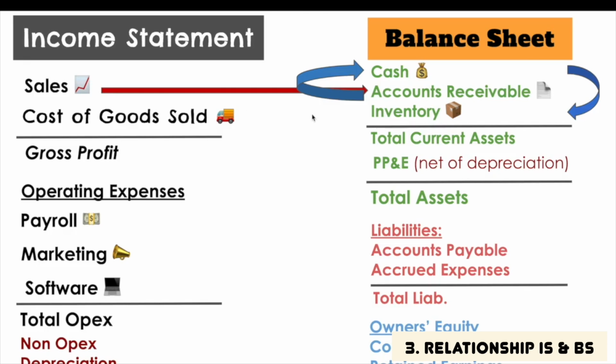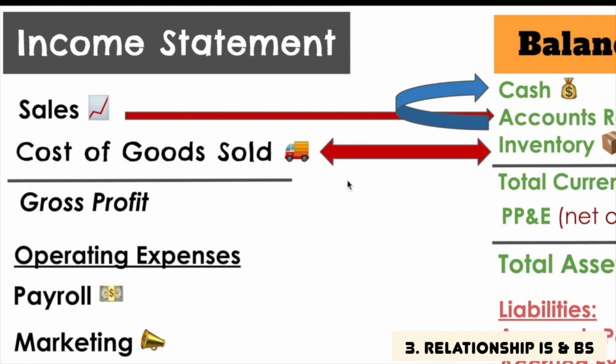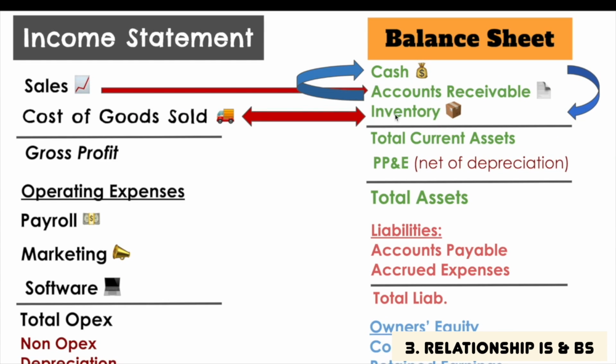And then as you begin to make sales and as you begin to record your cost of goods sold, that's going to be a relationship between the cost of goods sold account and the inventory account. So you're reducing your inventory and increasing your cost of goods sold. And the difference between the cost of your inventory and the amount of markup that you put on your sales is going to be what we refer to as gross profit.